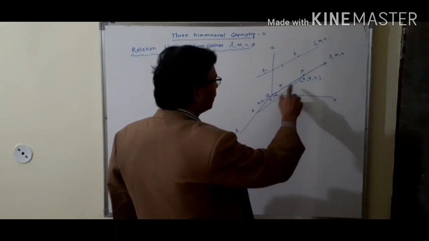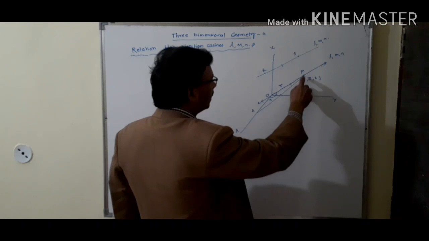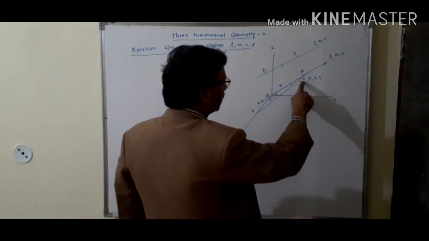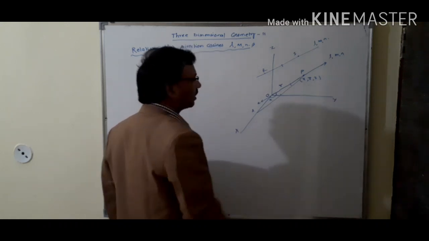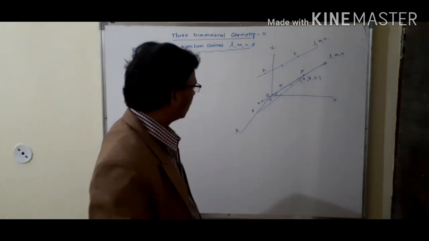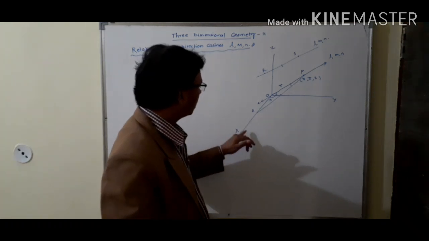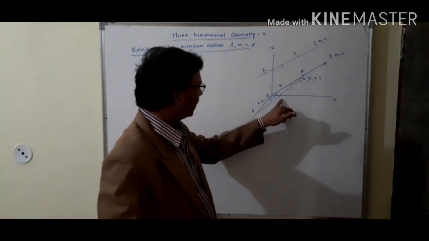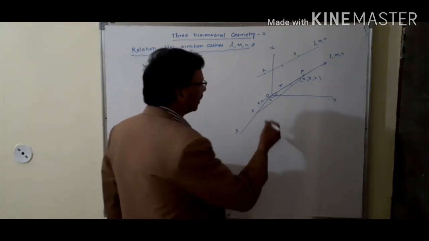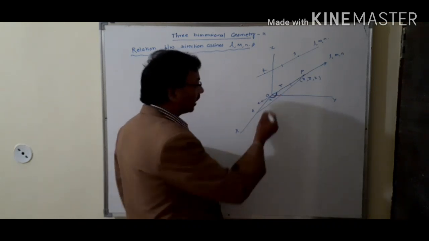Now we take one point P on this line OP, with coordinates x, y and z. From this point we draw a perpendicular on the x axis, OX, and this perpendicular intersects OX at A. This angle is alpha, and it is an acute angle also.